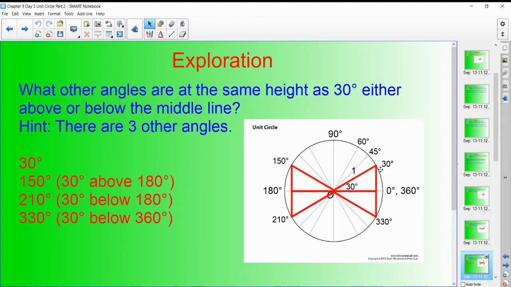30 degrees is considered the reference angle for all four of these angles. So we're going to call that the reference angle. What that is, is an acute angle, an angle less than 90 degrees, that's in the first quadrant and shares properties with 150, 210, and 330. The only difference is they're going to have the same sine and cosine values, except sometimes we're going to have negative values instead of positives.